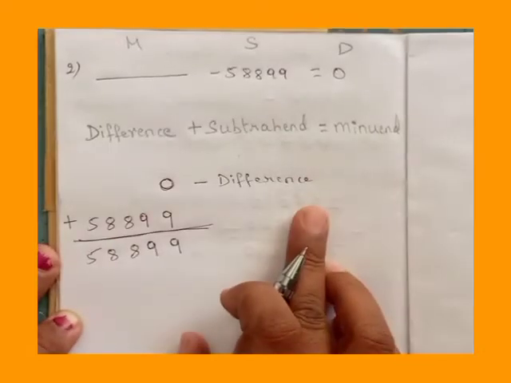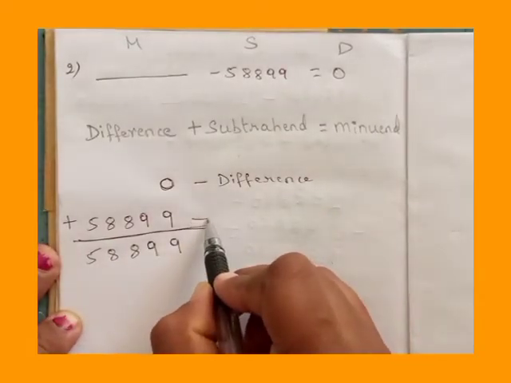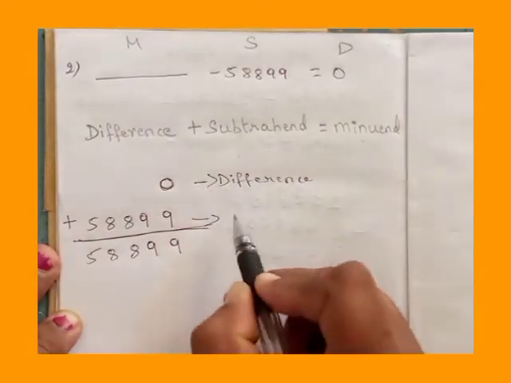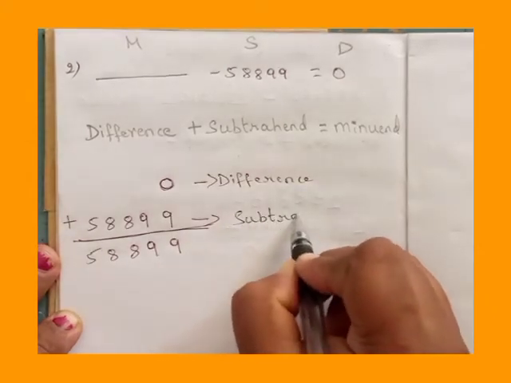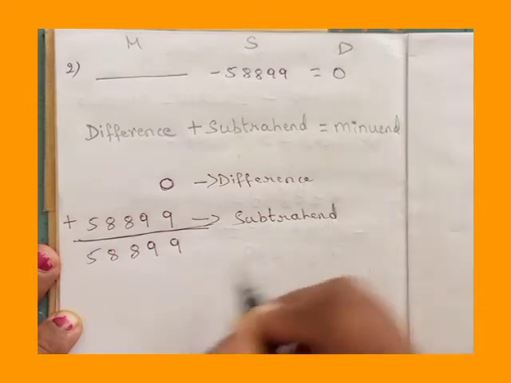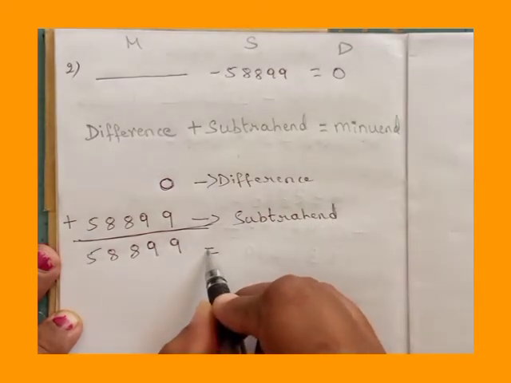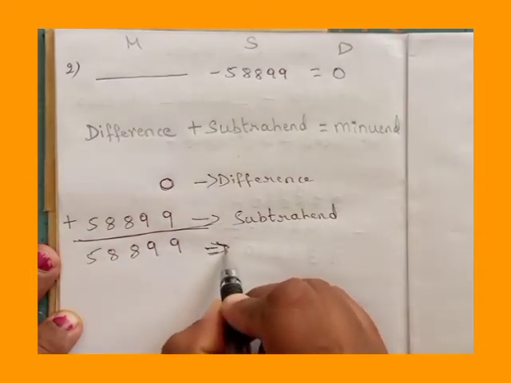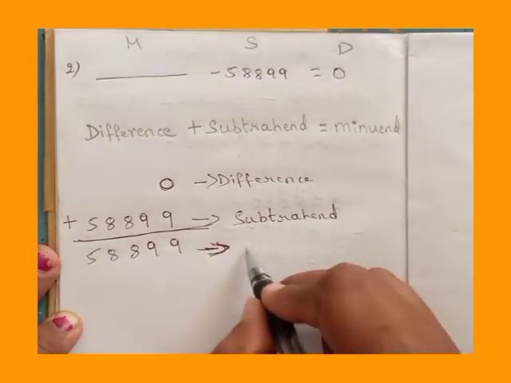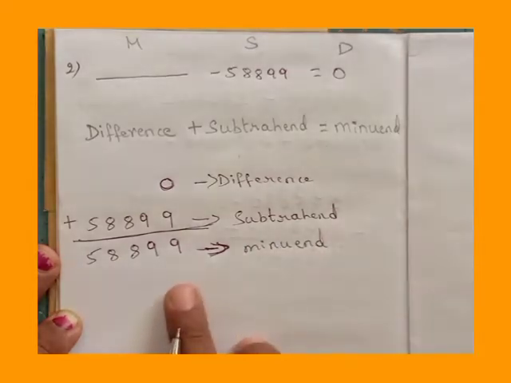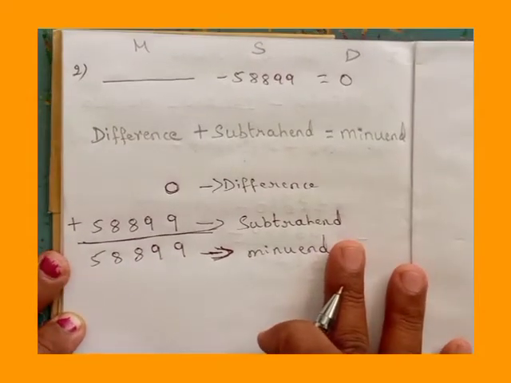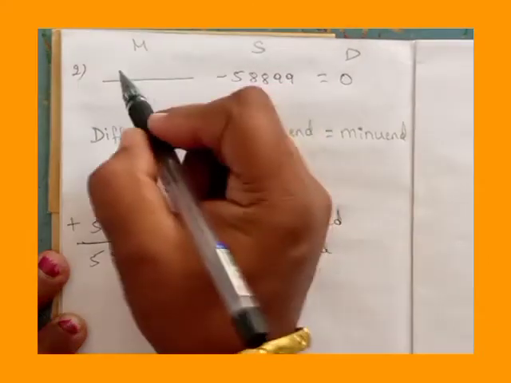Okay, this will be the difference. This will be the, what, dear children? This will be the subtrahend. And this will be the what? What, dear children? Come on, tell me. Yes, minuend. Okay, so this will be the minuend. So let's fill up the blank. What will be the answer?